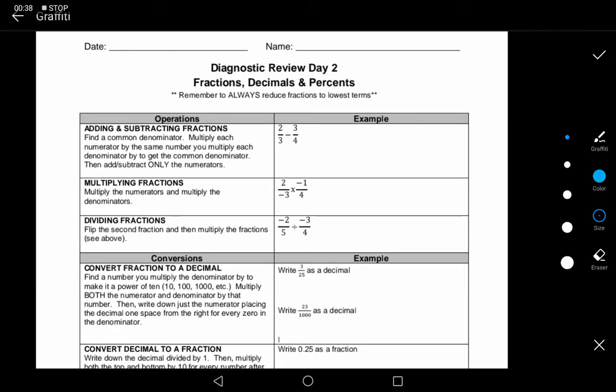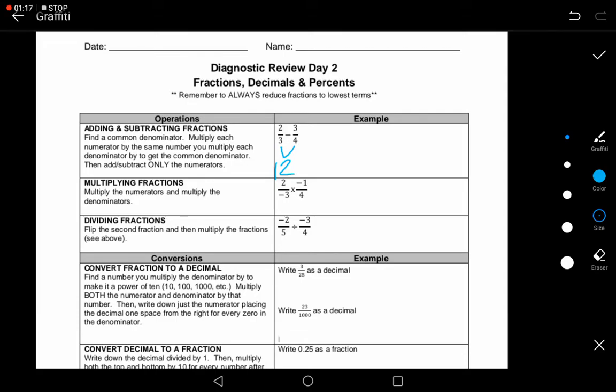The first operation is adding and subtracting fractions. To do this, we need to find a common denominator, multiplying each numerator by the same number you multiply each denominator by to get the common denominator. Then we add or subtract only the numerators. So the first thing we need to do here is figure out that common denominator. Most times the easiest way is to multiply those denominators together. So we'll have 3 times 4, which gives us a denominator of 12.